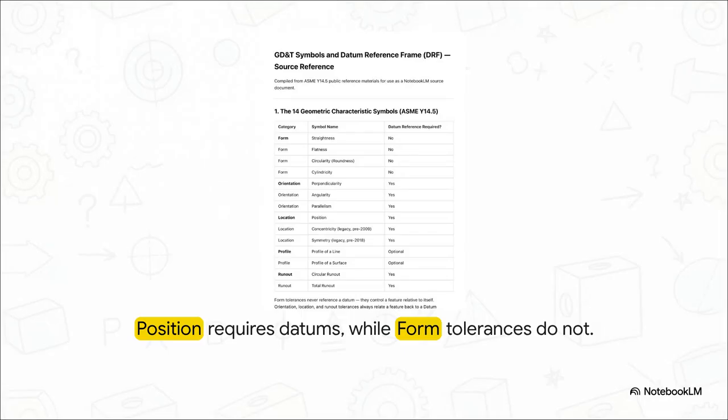Right, if you guessed position, you absolutely nailed it. As the standard rules outline, orientation, location, and runout tolerances, like position, always have to relate back to a datum. They tell you where a feature is compared to the rest of the part. But form tolerances, like flatness, they never require a datum. They literally only control a feature relative to itself.